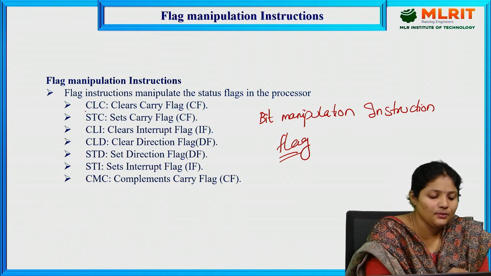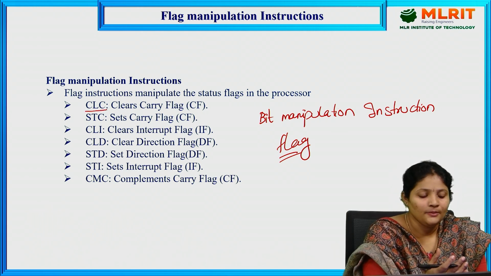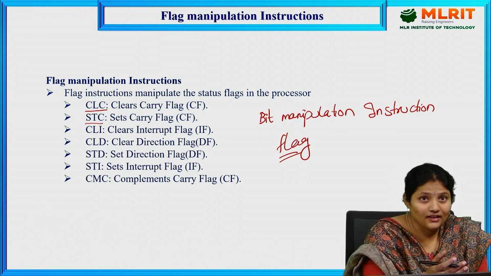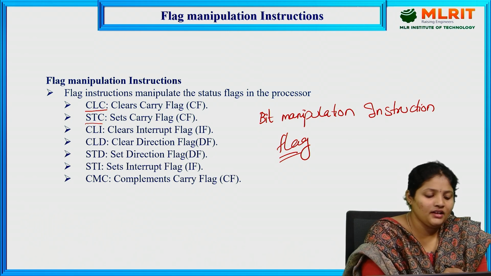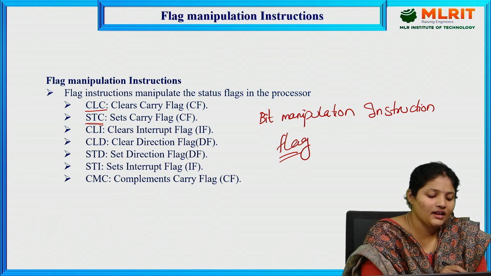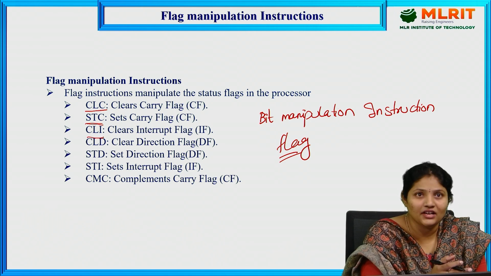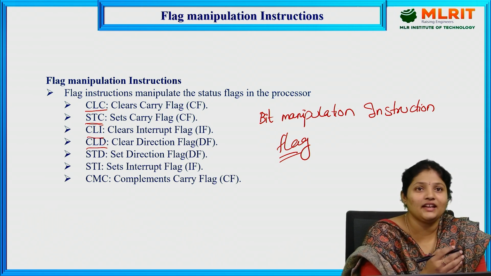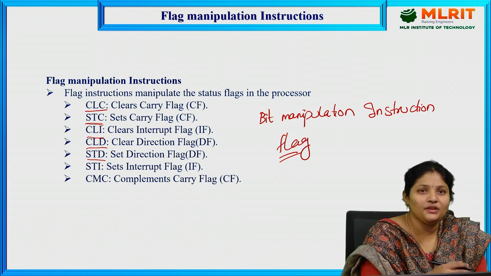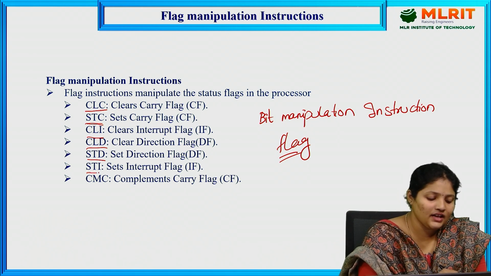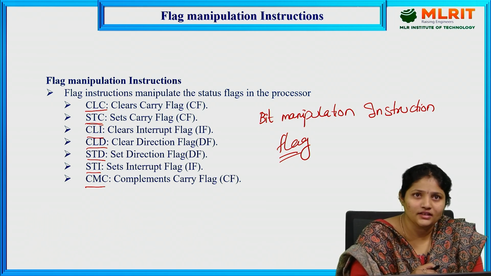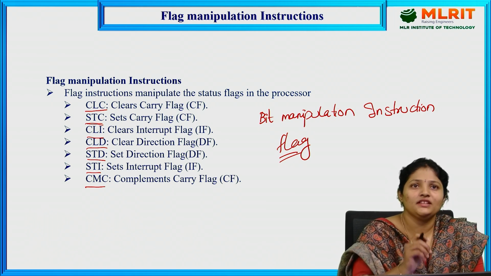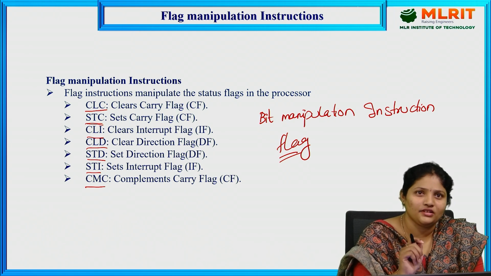CLC means clear the carry flag. STC means set the carry flag. CLI means clear the interrupt flag. CLD means clear the direction flag. STD means set the direction flag. STI means set the interrupt flag. CMC means complement the carry flag. All these instructions are performed on a single bit present in the flag register.